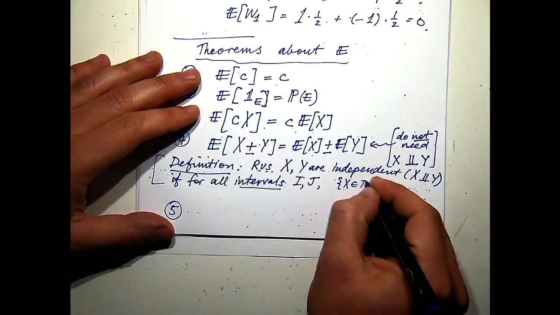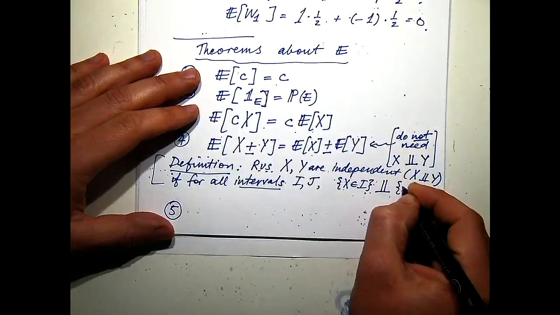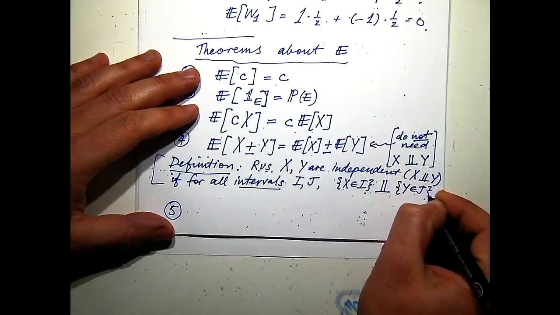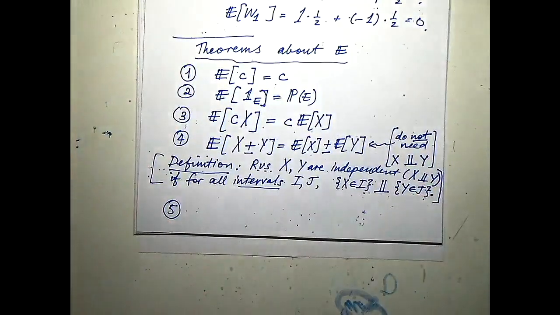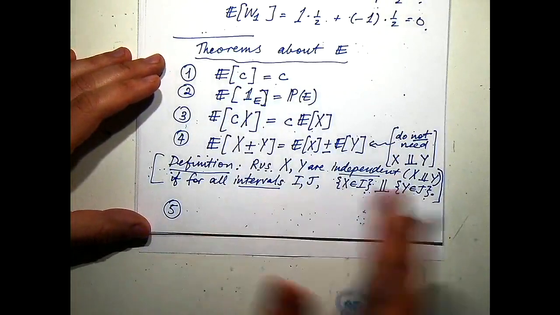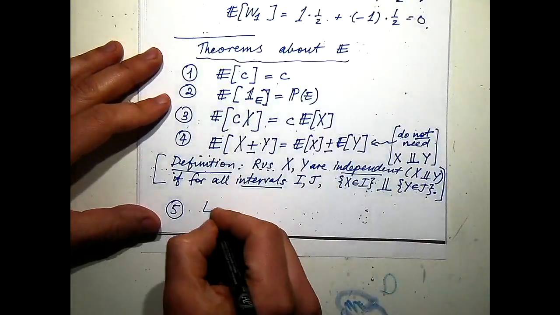X being in I is one event, and that we already know about independence of events, is independent of the event Y is in J. So for discrete random variables, that comes down to just the values of X being independent of the values of Y. Okay, so now I've given you the definition of independent random variables. There are other characterizations we'll get to later. Now I can state the fifth theorem, which is in some ways the nicest one.